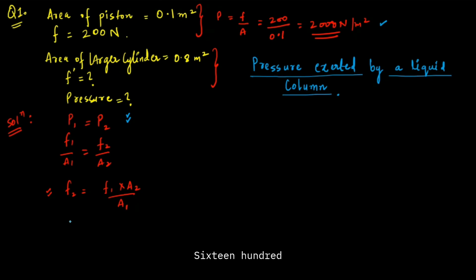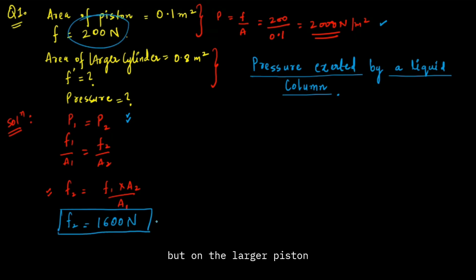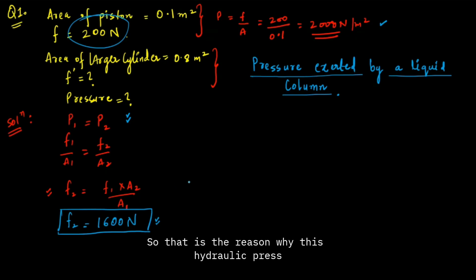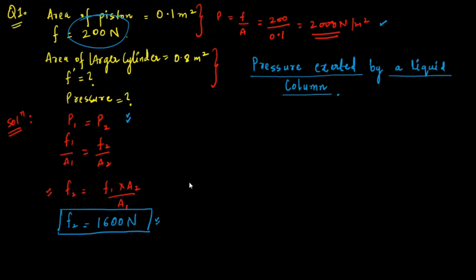Yes, correct. So 1600 newtons. We can notice that we applied a force on the smaller piston of magnitude 200 newtons only, but on the larger piston we got almost 8 times that. That is the reason why hydraulic presses or hydraulic machines are also known as force multipliers, because they have the capability to multiply the force to a greater extent.